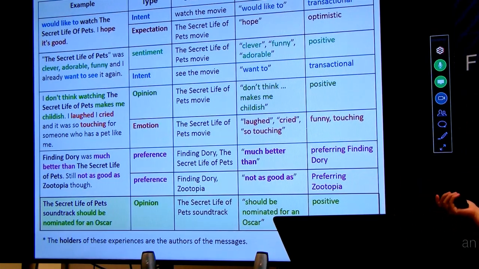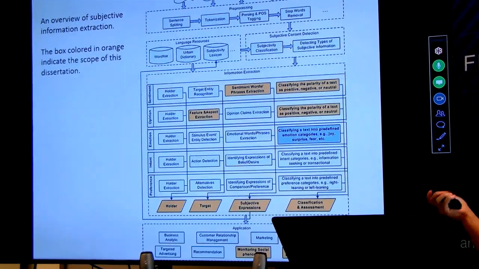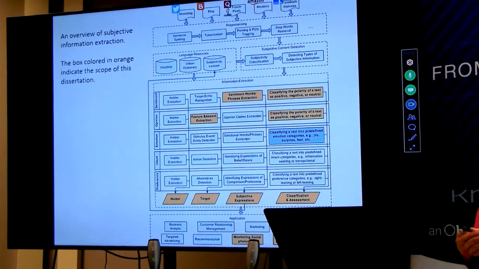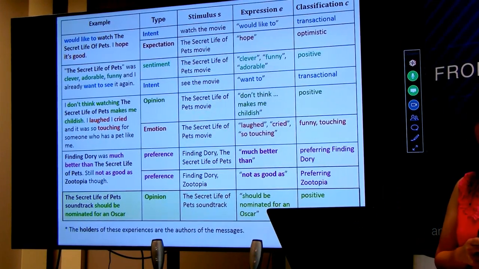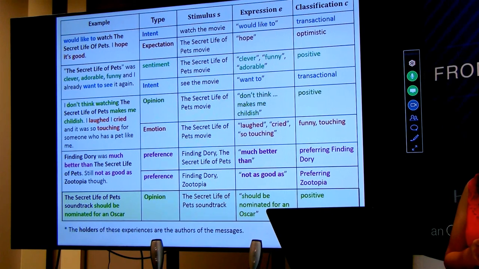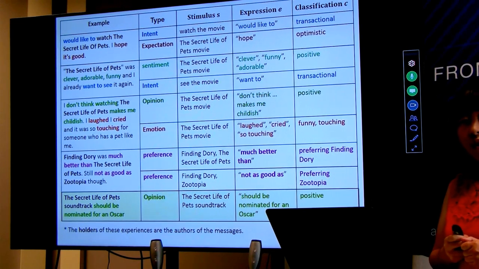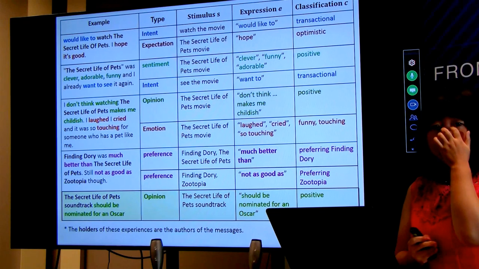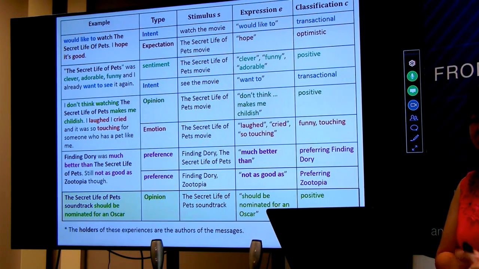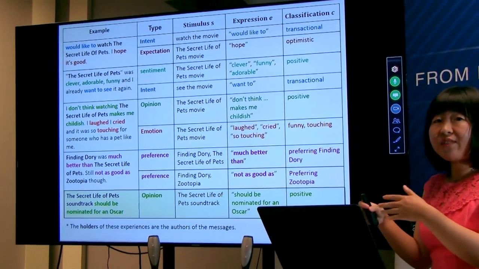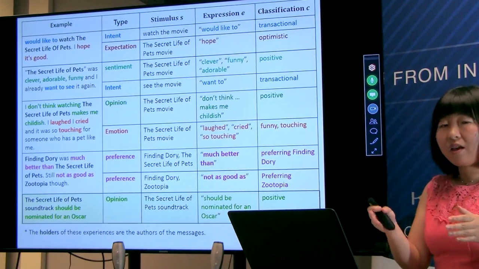And the last one is opinion. Here the stimulus is the soundtrack of the movie instead of the movie itself. And then here is an overview of the subject. The opinion is about Oscar, that it should get an Oscar. Is that something that is identified in terms of the entity? It should be identified that this is about Oscar. Suppose I want to be able to ask, how many people feel that this soundtrack should be nominated for Oscar? Yes, but for that, I will have to do some more specific analysis of the expression, like whether in the expression it mentions any entity. But here the target is still the soundtrack.